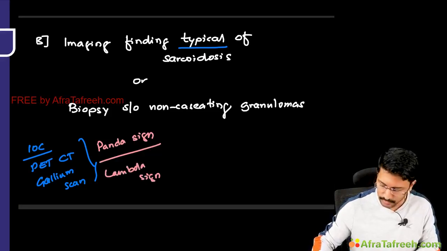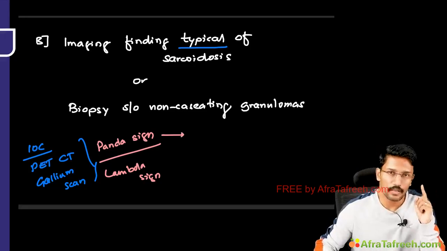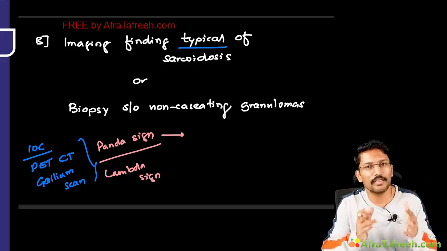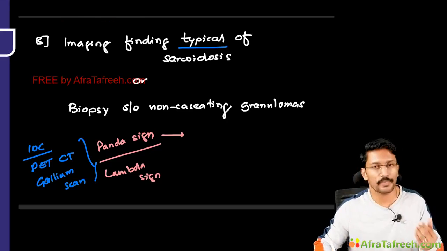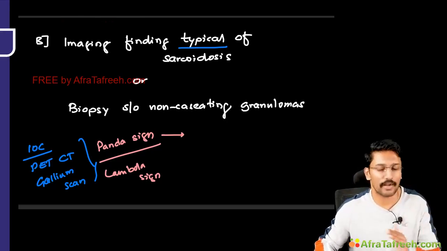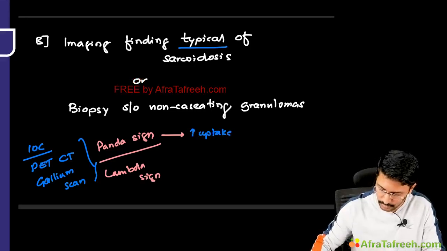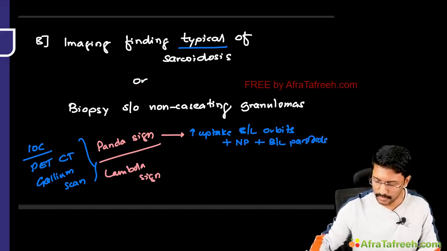Lambda sign. Okay, what is the panda sign? So when we do PET CT, the granulomatous changes are affecting the orbits, the nasopharynx and parotids, we already know, right? So the increased tracer uptake in these locations, or increase in nuclear activity on the gallium scan in these locations, might make the scan image look like the face of a panda. That is what we call the panda sign. So it means there is increased uptake in bilateral orbits plus nasopharynx plus bilateral parotids. So this gives rise to the appearance of the face of a panda, and that is why we call it the panda sign.